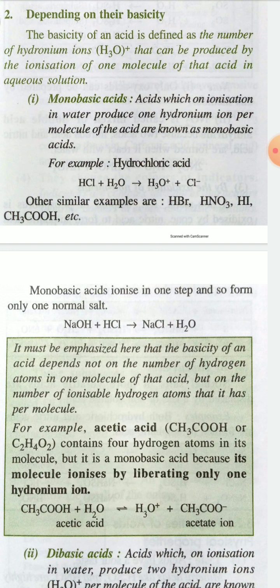And which hydrogen is the ionizable hydrogen atom in acetic acid? The hydrogen atom present in the COOH group. The hydrogen atom present in the COOH portion is the ionizable hydrogen atom, and the 3 hydrogens present in the CH3 portion are not ionizable. That's why acetic acid can produce only one H3O+ ion in aqueous solution. That's why acetic acid, although it contains 4 hydrogen atoms, is a monobasic acid.